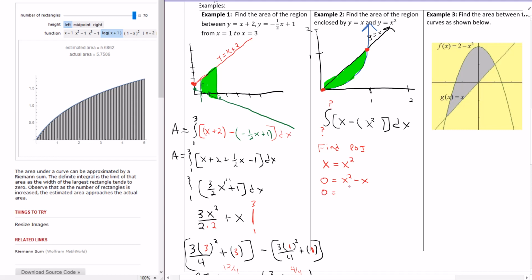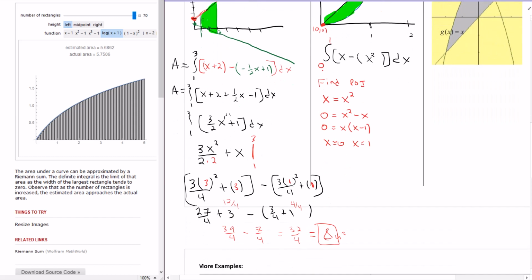And then we're going to factor the right-hand side, and the two solutions we'll get are x equals 0 and x equals 1. Those are the two points of intersection, so those would be our limits of integration up here. We're going to go from 0 to 1 because those are the points of intersection. It's (0, 0) and (1, 1), but we're using the x coordinate. So now we can go and integrate this.